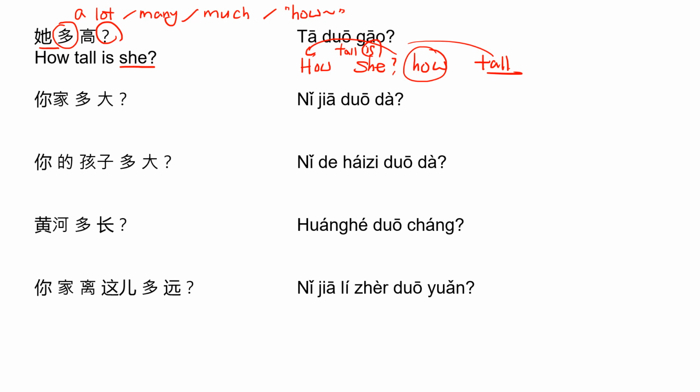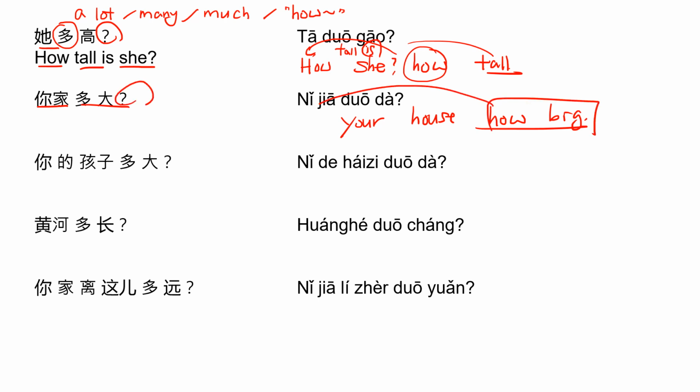她多高? Next one, 你家多大? 你家. So your house, or your family can be your family too, but your house. 多大? How big? So put this word at the beginning of the sentence, because this is a question. How big is your house? How large is your house? 你家多大? Large or big?